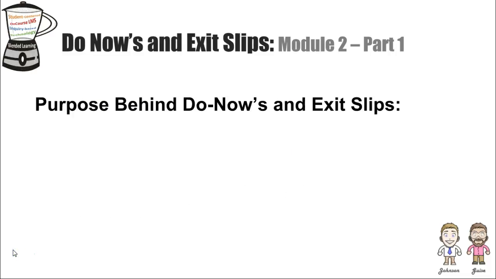To better understand our goals behind do nows and exit slips, we need to look at the purposes behind do nows and exit slips. The first one is to assess current knowledge. What do they already know? So this is obviously a do now that we would throw at the beginning of a chapter before we teach anything in that chapter. We want to see where our students are so we can try to address and spend more time on the areas in which they don't know about.